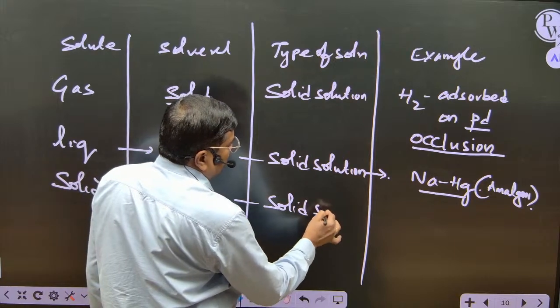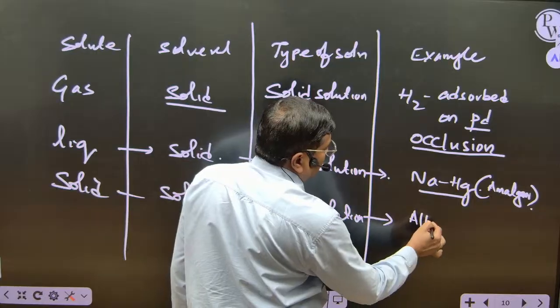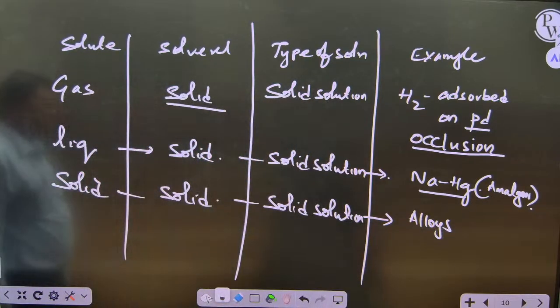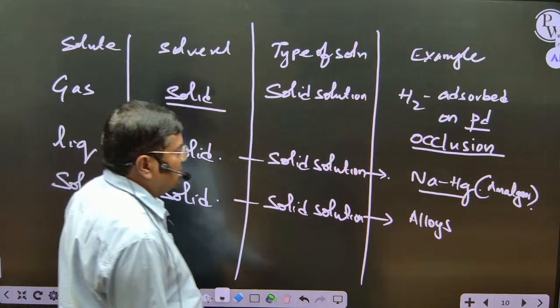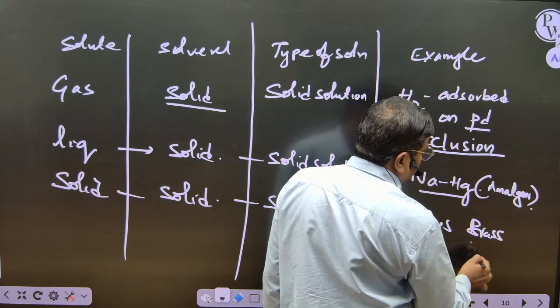And solid in solid, example for this is also solid solution. This we get alloy. What is alloy, student? Mixture of 2 or more metals. You know brass, bronze, German silver. It is a mixture of 2 or more metals, what we call alloy. Like brass. You know brass is made up of what and what? Copper and zinc.